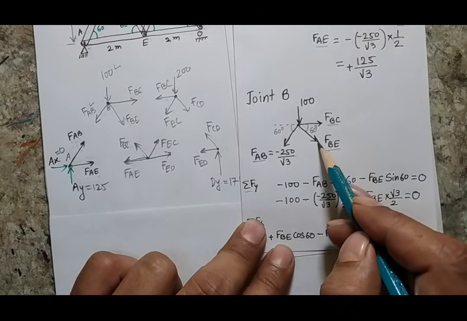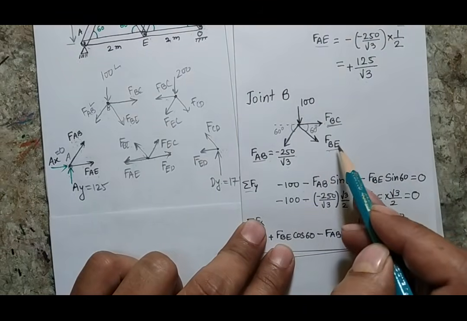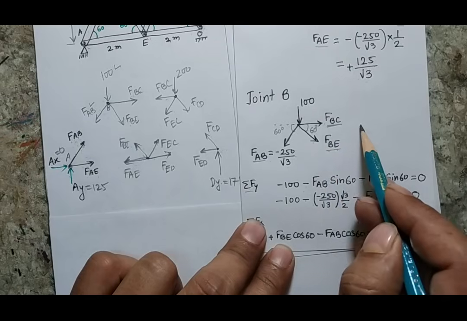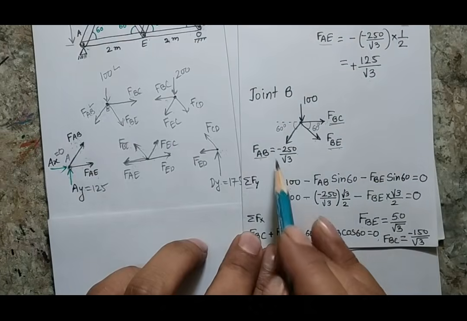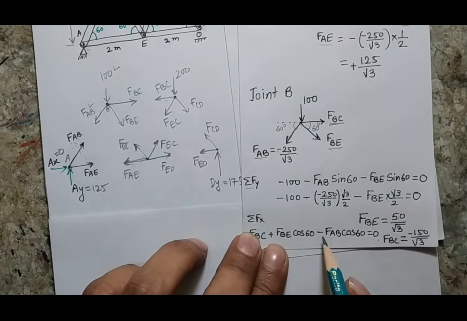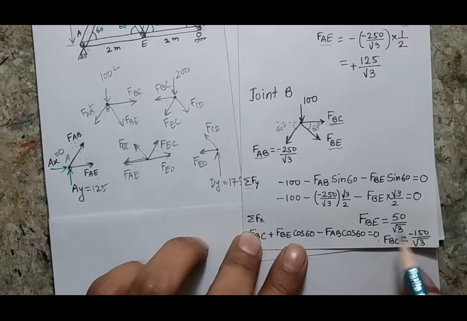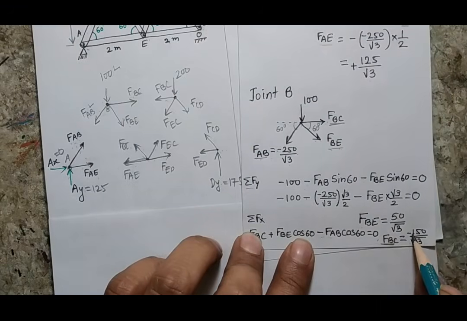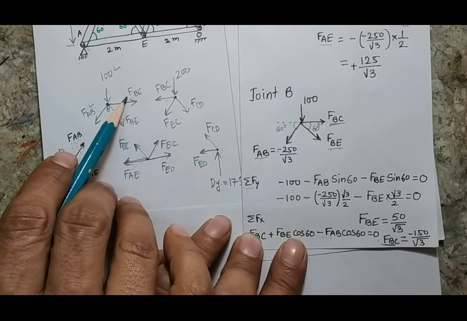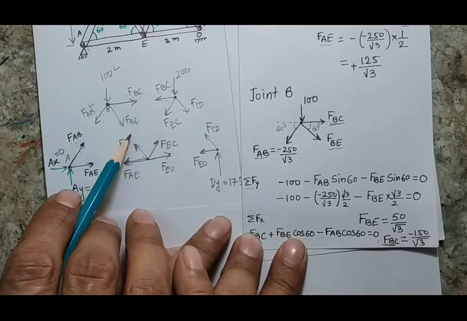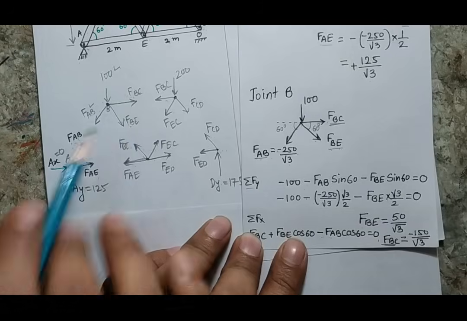Then when I will balance the horizontal forces, the BC and BE cos 60 will be positive and AB cos 60 will be negative. Again I will put this value which is the negative sign, so finally it will be a positive sign, and when I will solve, I am getting that BC is coming out minus 150 by root 3. So this BC is of negative sign, means compressive. BE is coming out positive, means it is tensile.